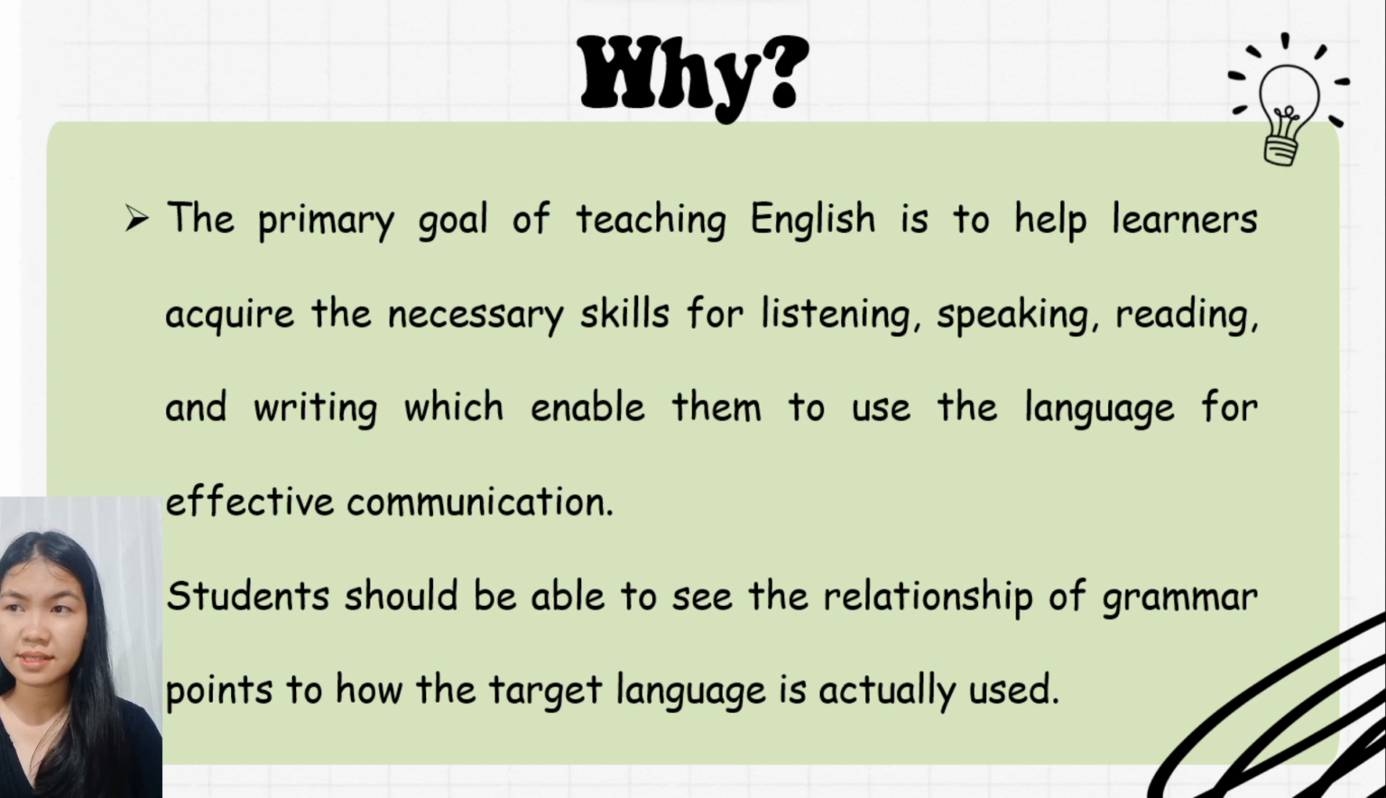Next, students should be able to see the relationship of grammar points to how the target language is actually used. This means that students benefit when they can understand how grammar points relate to the practical use of the target language in real life situations. This connection helps them grasp the relevance of grammar rules in effective communication.